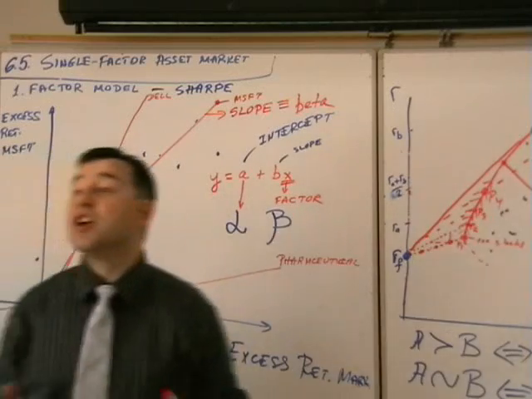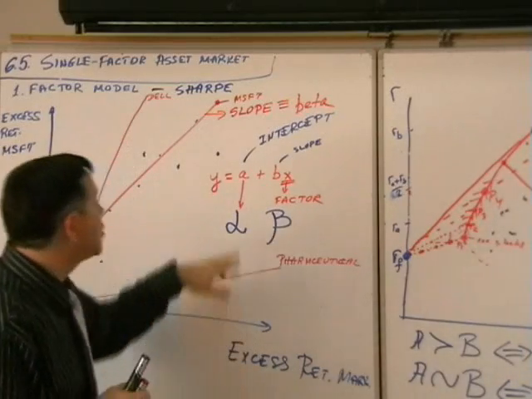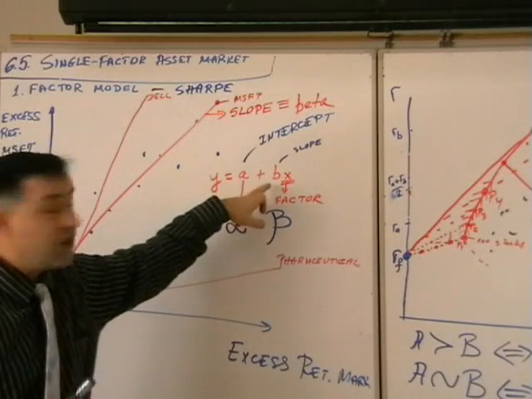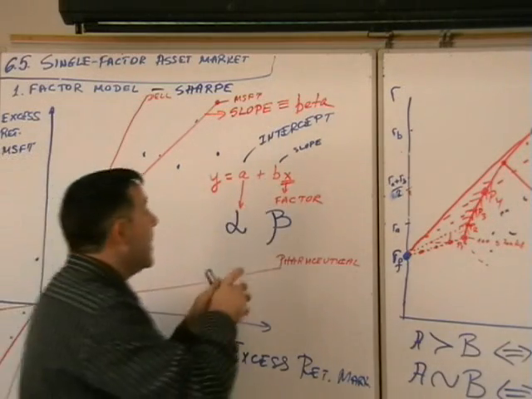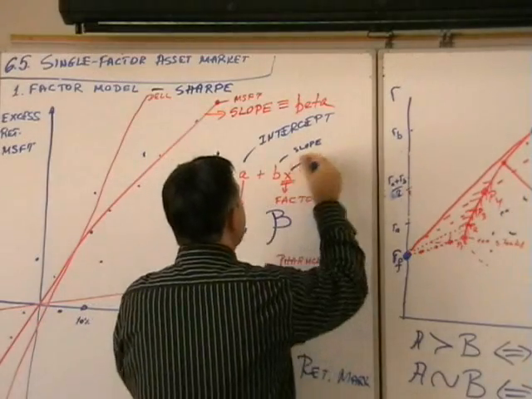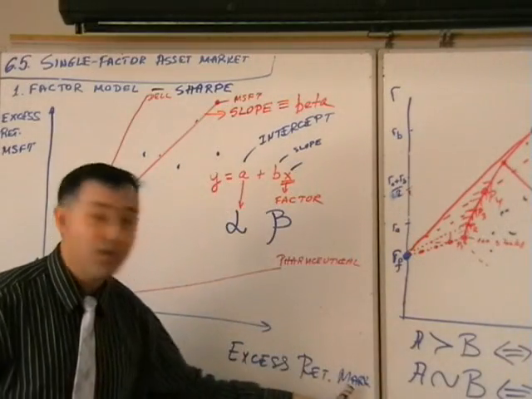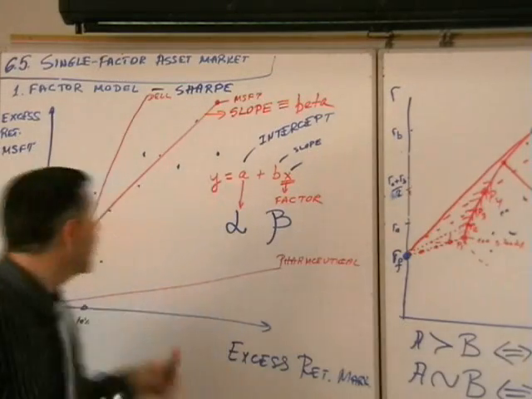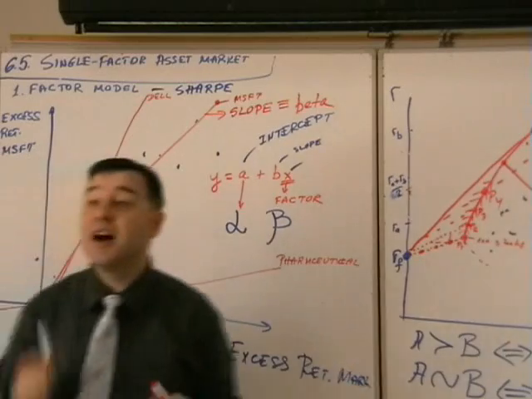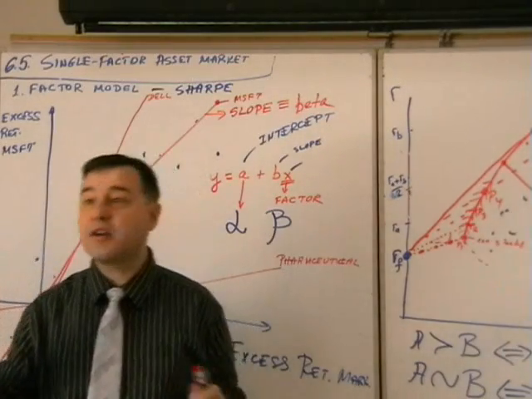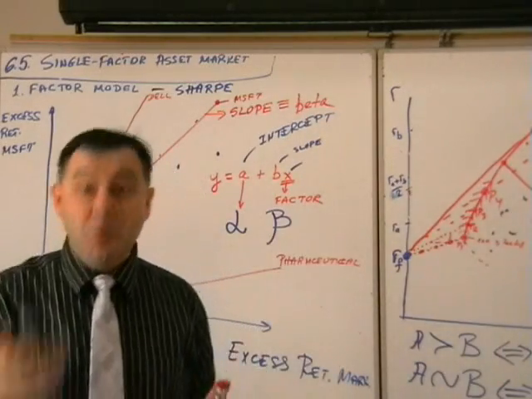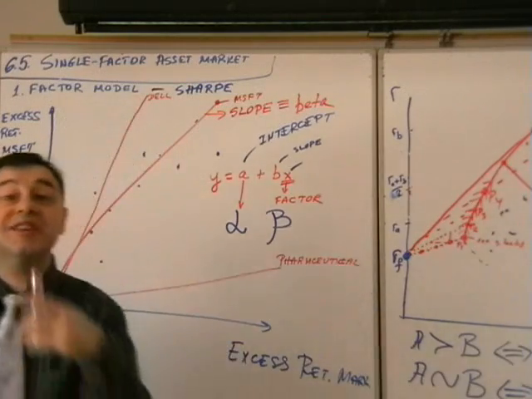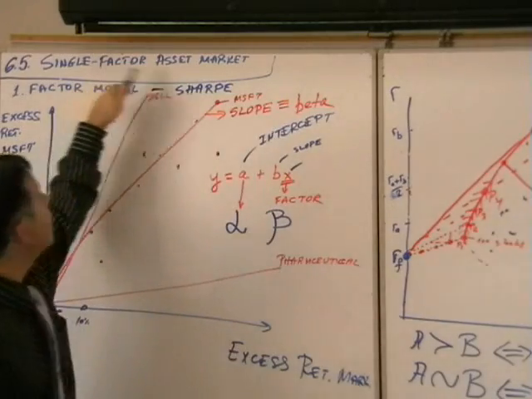So beta represents the relationship between the factor, which is in this particular case excess market return, and y represents, in our case, the excess return of the particular stock. So this is effectively the one major example, a single factor asset model.